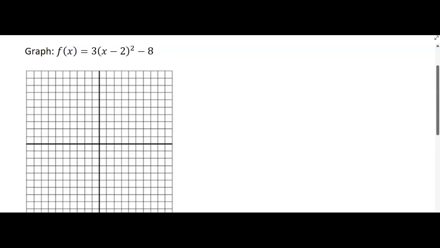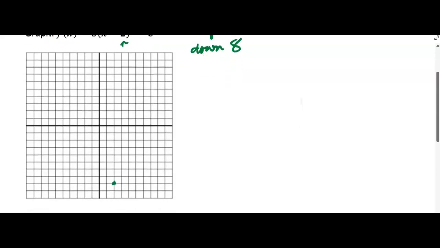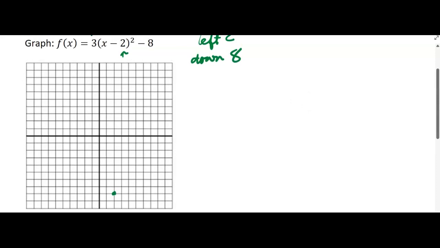So we're graphing this. Now the idea is that we know it's transforming. It's going to the left 2 and down 8. Now we can just do that for the vertex. We can go left 2 and down 8. Right there, that would be the vertex. Now, we know it's right side up, so we know it's going like this, but there is a stretch of 3. So to get those points, one way to do it is to make a table of values.